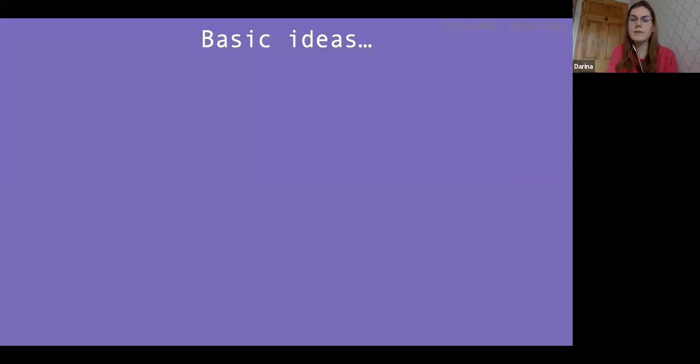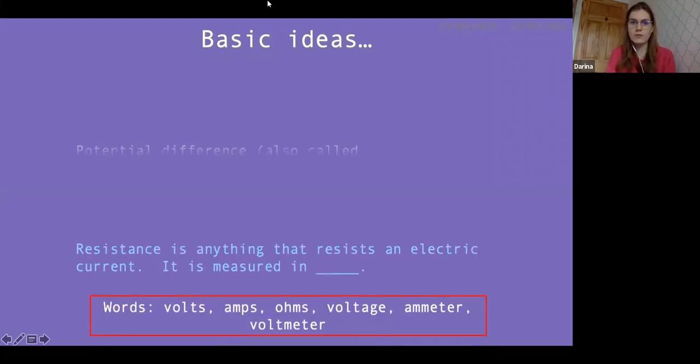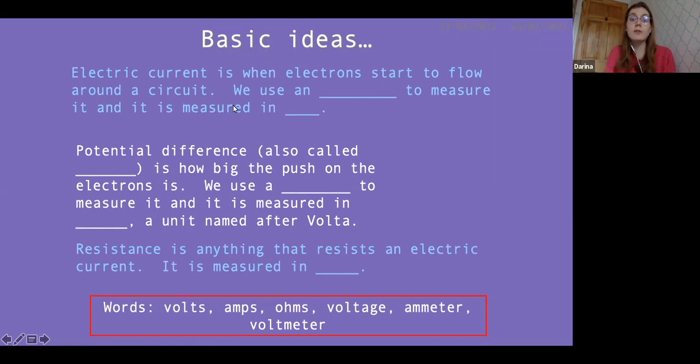Okay, so here I've got a bit of a fill in the gaps exercise for people who sort of know something about electrical circuits but just need a refresher, or if you just want to have a go, that's all right as well. So these are the words that you're choosing from, and I just want you to have a go. Let's start with the first one. So that little blue section, we've got electric current is when electrons start to flow around a circuit. So we use something, and it is measured in something. So this is about current. Any ideas what these gaps could be filled for?